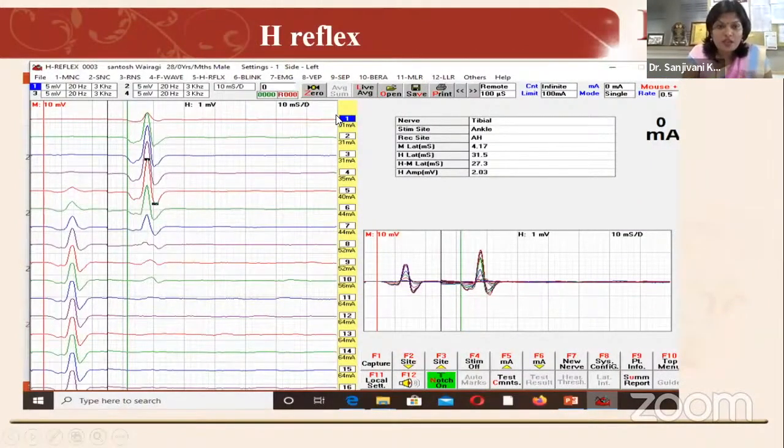So this is the normal H reflex that we will be able to see. And these values are most important, H amplitude and H latency, for our research. Or if we want to see the difference, or find out how my patient has improved, for that also these values will be important.